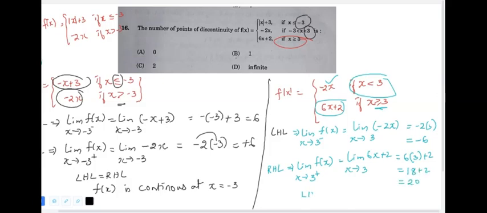Here LHL is not equal to RHL. That means it is discontinuous. The function is discontinuous at how many points? It is discontinuous at the point 3, that is, at 1 point. Therefore, the answer is B.